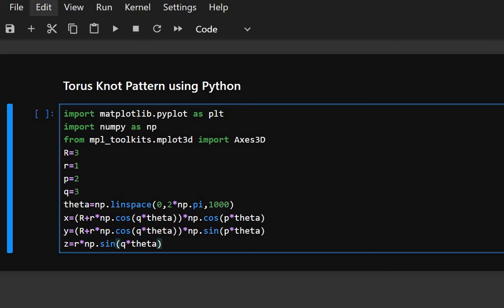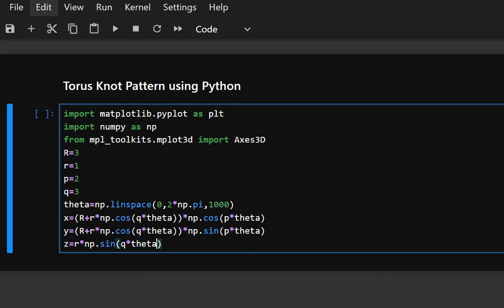So here the 3D coordinates x, y and z are computed using parametric equations, and these equations define the position of each point on the knot. The x coordinate is x(theta) equals (R plus r cos theta) times cos(p times theta). This equation describes the horizontal position of the point as it winds around the torus. And the y coordinate is y(theta) equals (R plus r cos theta) times sin(p times theta).